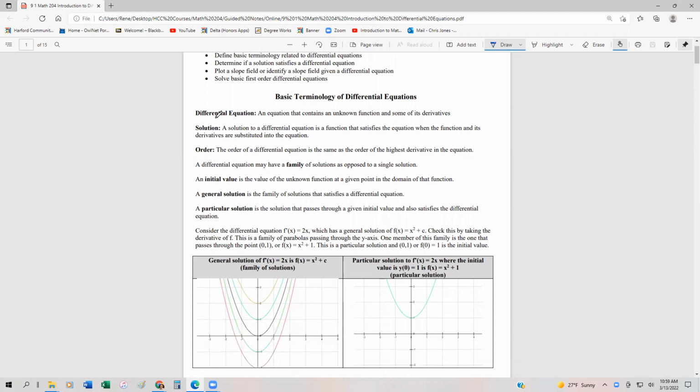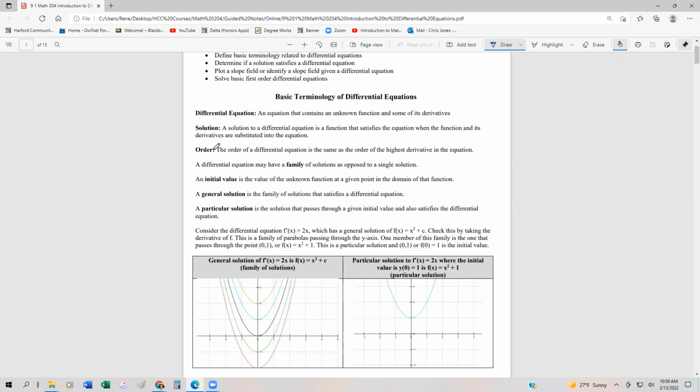So what is a differential equation? Well, it's any equation that contains a derivative, and its solution is an unknown function. It might have more than one derivative in it, so we might have second order, third order, etc. A solution is going to be a function or even a family of functions that satisfies a differential equation. We can substitute that function and its derivatives back into the original differential equation to determine if it's a solution. And we'll see examples of this.